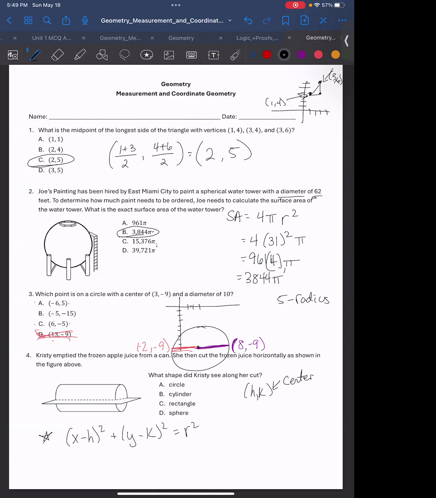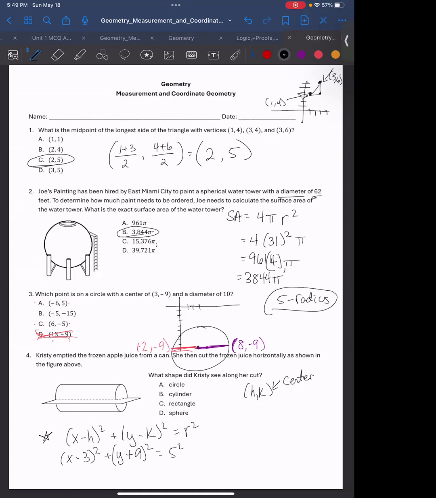What is my center? 3, -9. So (x minus 3) squared plus (y minus -9) squared. A negative and a negative gives me a positive, so +9. And then what is my radius? We already said 5.